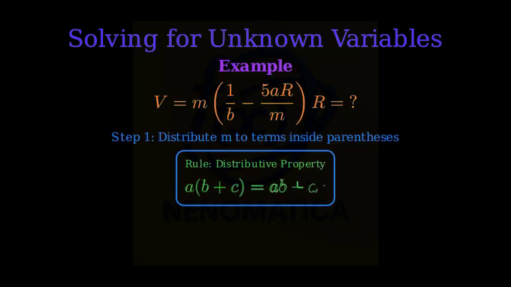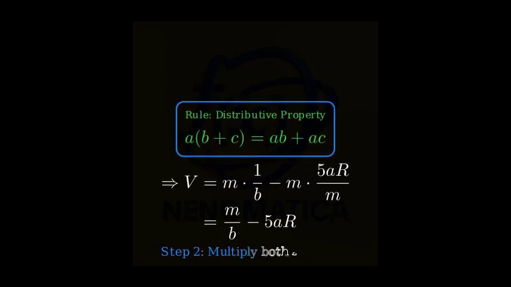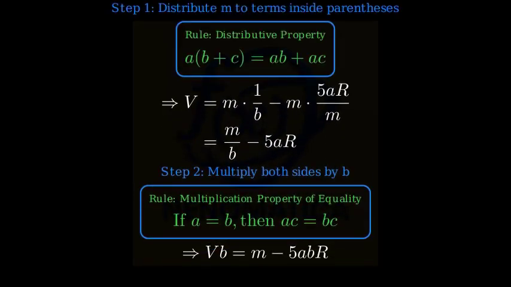First, we'll distribute m to the terms inside the parentheses. This means we multiply m by 1 over b, and we multiply m by negative 5aR over m. For our next step, we'll multiply both sides by b. We multiply V by b to get Vb, and on the right side, we multiply m over b by b to get m, and we multiply negative 5aR by b to get negative 5abR.